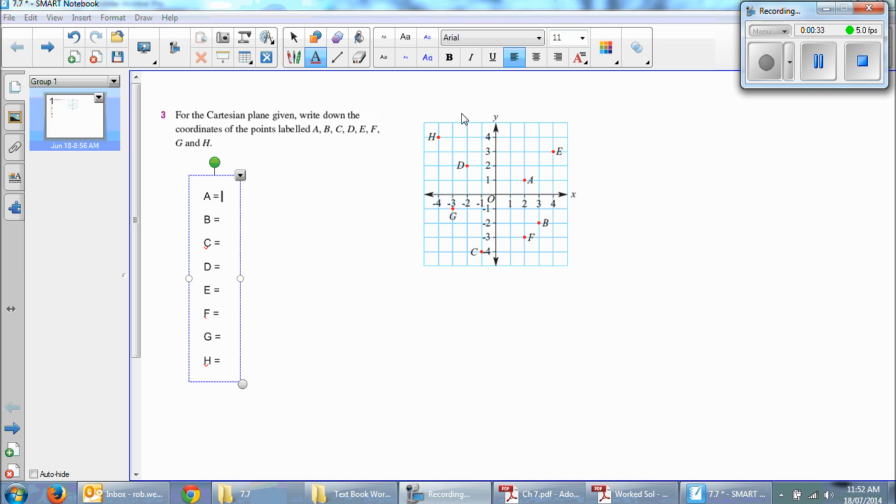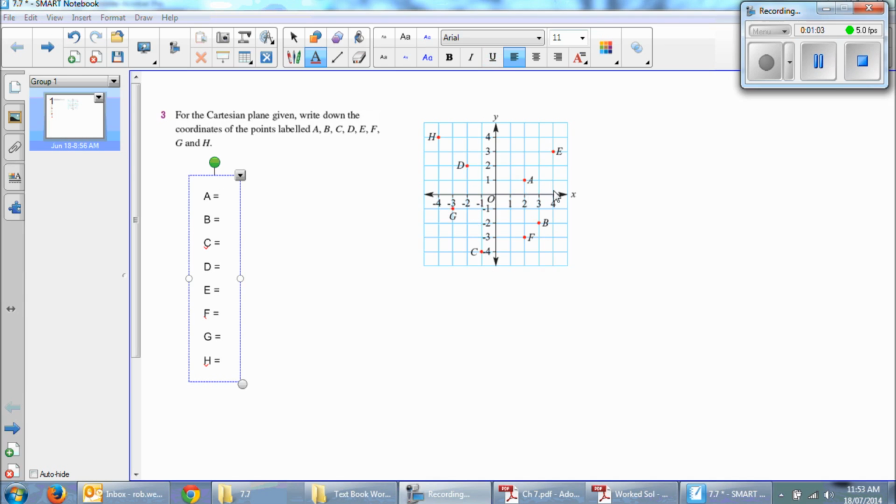And if you're having any trouble or anything like that, still look in the textbook and have a look at the examples in there, because they can be quite helpful. So for this question, it says, for the Cartesian plane given, write down the coordinates of the points labelled A through to H. So when you're looking at a Cartesian plane, you have the x-axis and you have the y-axis. You always start your recording on the x-axis. So if you think of a baby, you've got to learn how to crawl before you can climb.